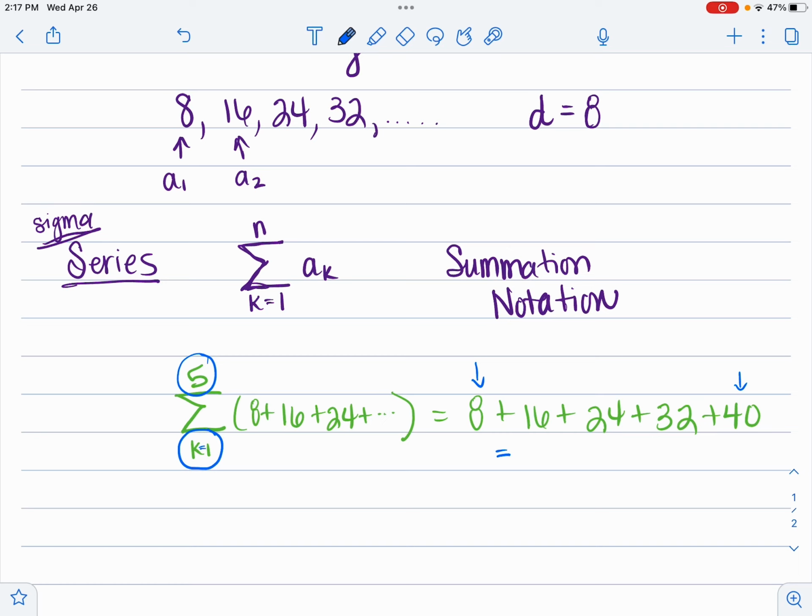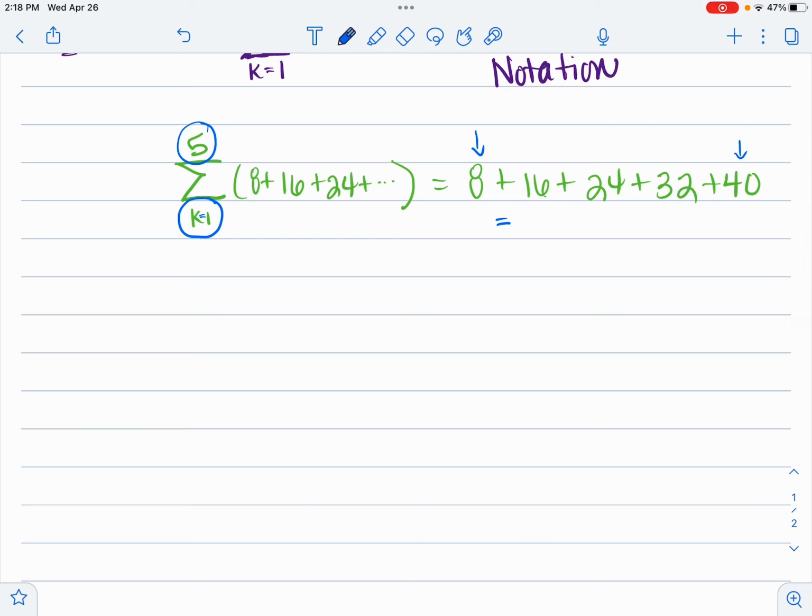Now that's all fine and dandy if it's only a few terms, right? But what if it was a lot of terms? What if it was the first 20 terms? We all know me, I'm going to add them wrong. I'm going to accidentally skip one. I don't want to write down 20 numbers. So, of course, there is a formula for the sum of an arithmetic sequence.